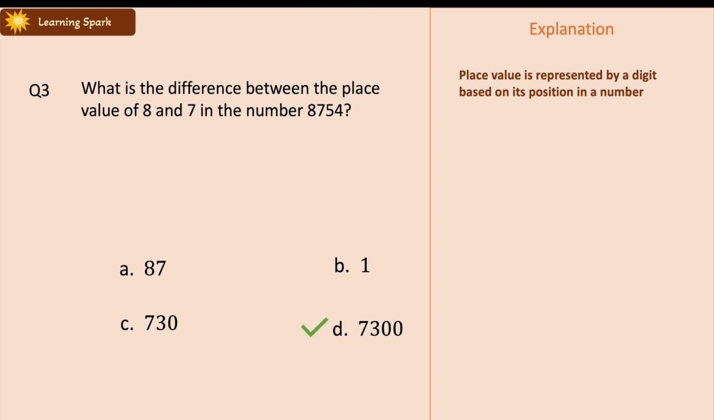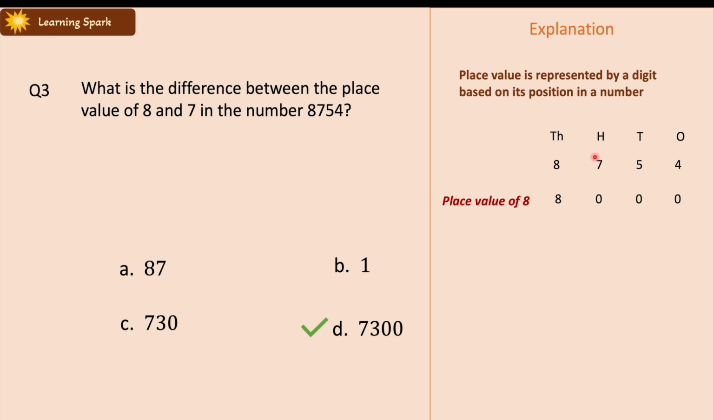So place value is represented by a digit based on its position in the number. Let's see what is the place value of 8 and 7 in the number 8754. The digit 8 is in the thousands place. It is basically representing 8000, right? So the place value of 8 is 8000.